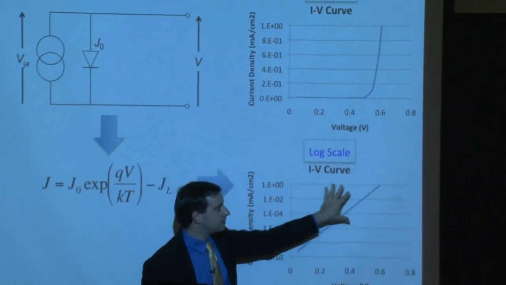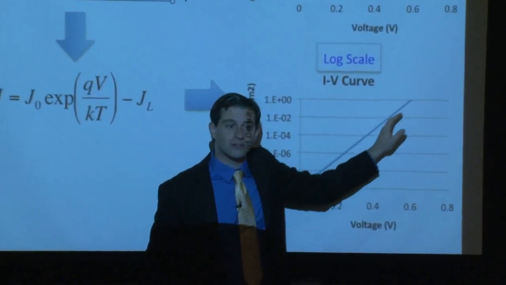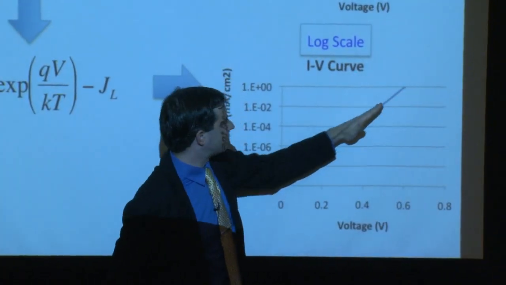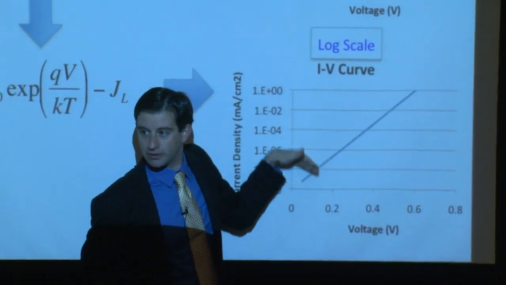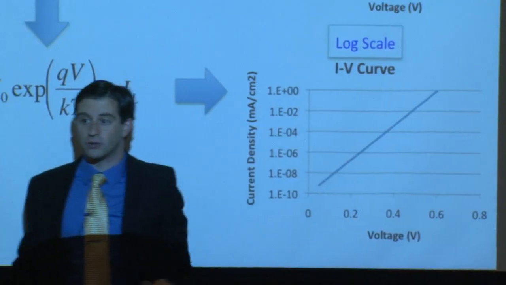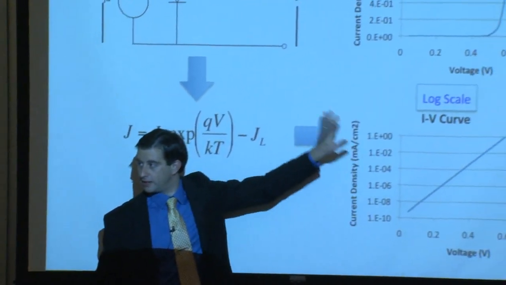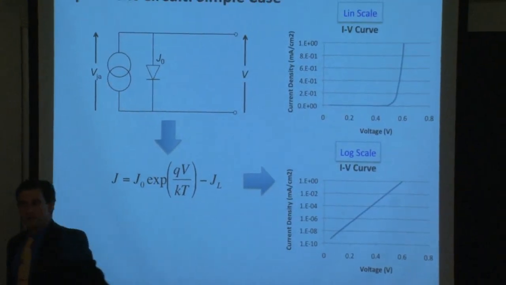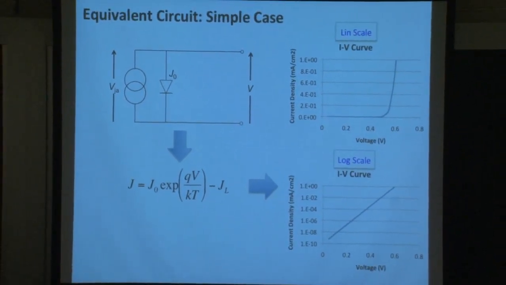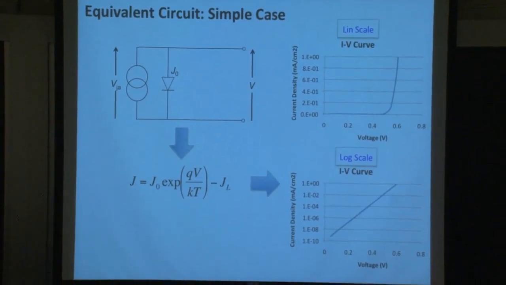From this curve down here, we can begin to see deviations from ideality. If anything causes this curve to bend up or down, either down here or up here, we're going to see it really quick on the log scale. And that's why looking at the IV curve in both ways is helpful. It's a method of diagnosing the problem quickly.